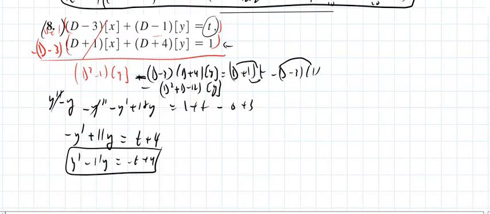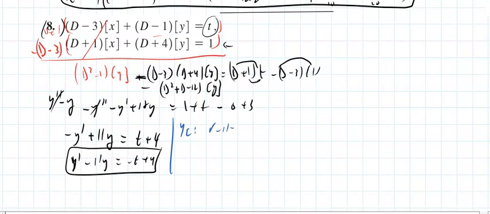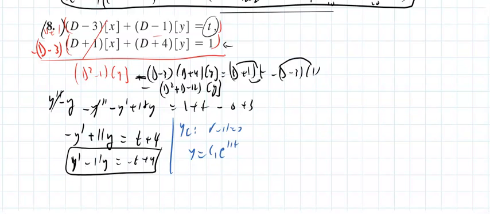All right, first order, not second order, so this is a bit quicker. I could say the complementary solution equal to 0. That's going to be r minus 11 equal to 0. y equals c sub 1 e to the 11t. Very quick.